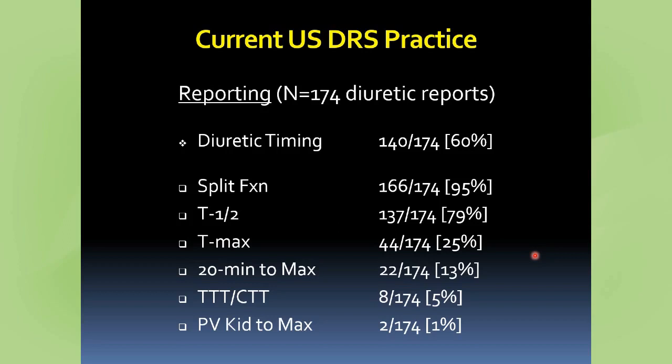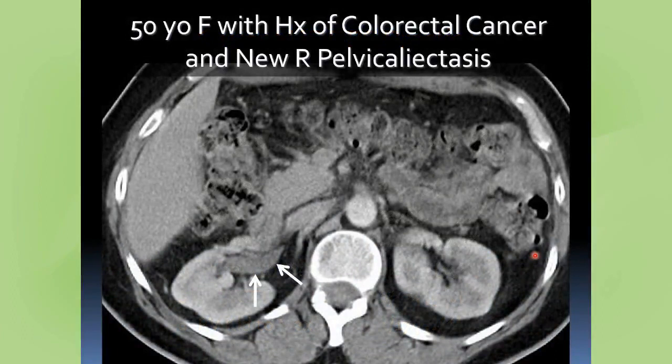Void kidney to max, some people are doing that, where after patients get up and void, you take an image and you normalize that back to their peak activity. You can see those are being done uncommonly, but are being recommended by some researchers and some societies as additional information you can use to refine your interpretation and report. So why are these novel things important?